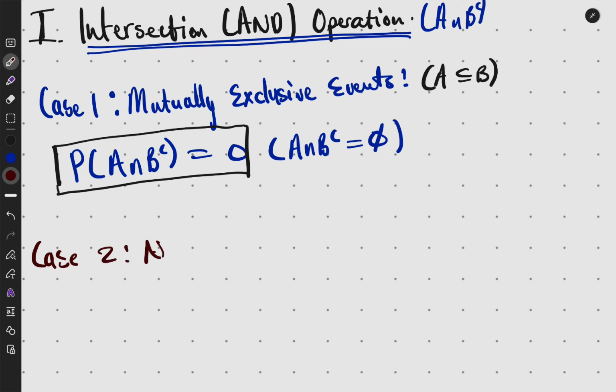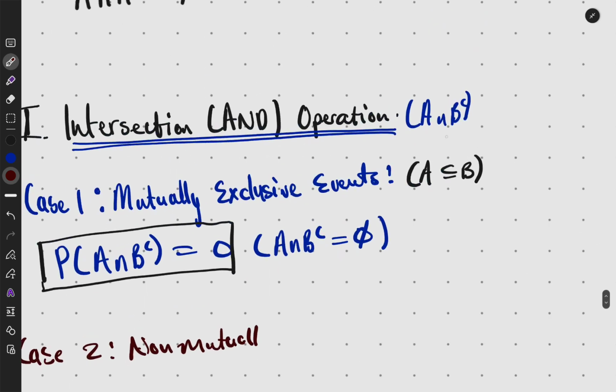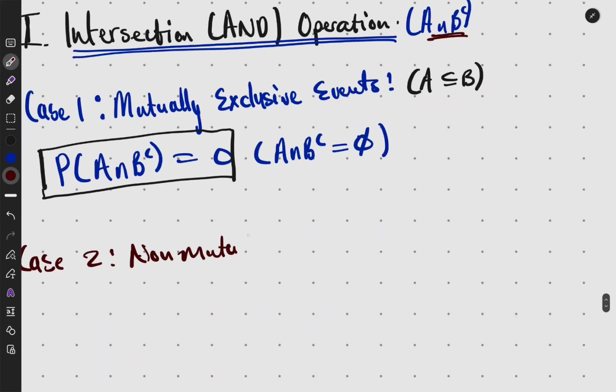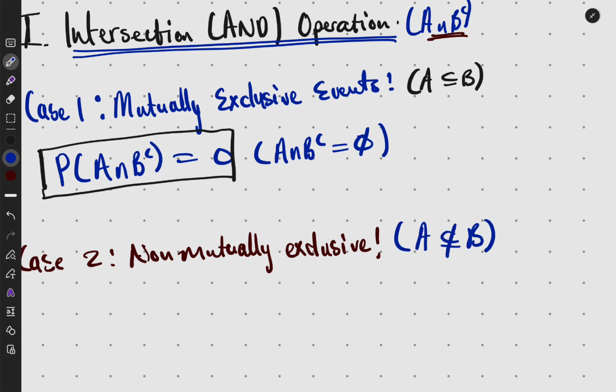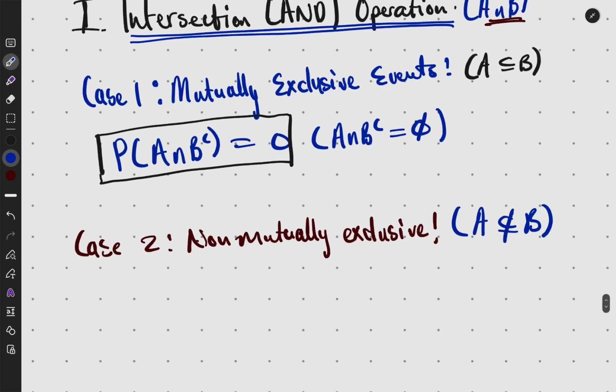Now let's see case 2. Case 2 is for non-mutually exclusive events. What does it mean to say they are non-mutually exclusive? Remember, we are dealing with A and B complement. What are we having in this situation? We are saying that A is now not a subset of B. So it means that you can find things that are in A but not in B. So you can find things that are in A and in B complement, which means not in B. You can find them.